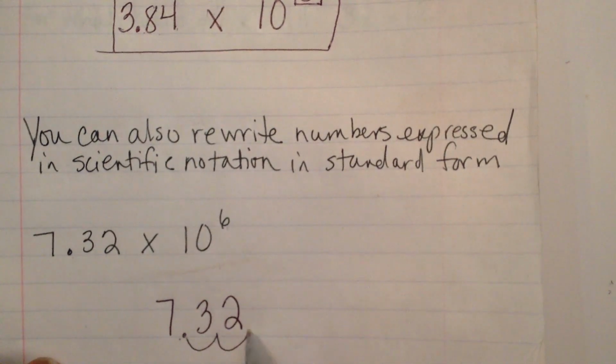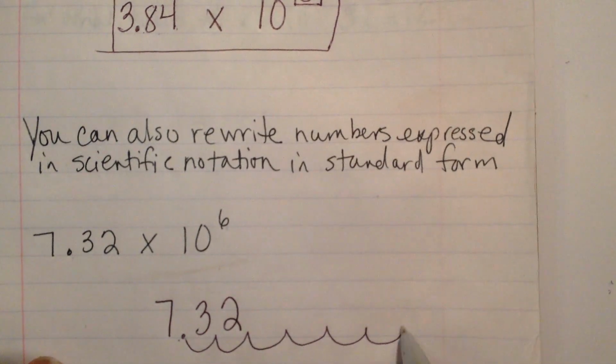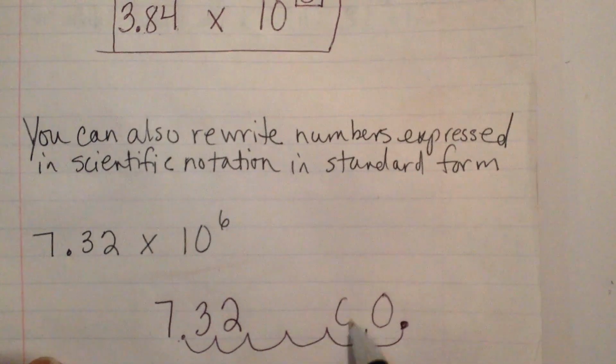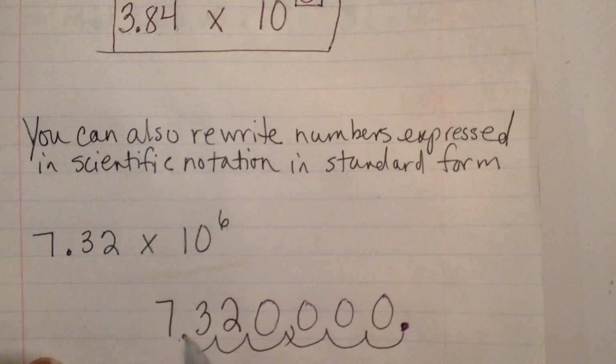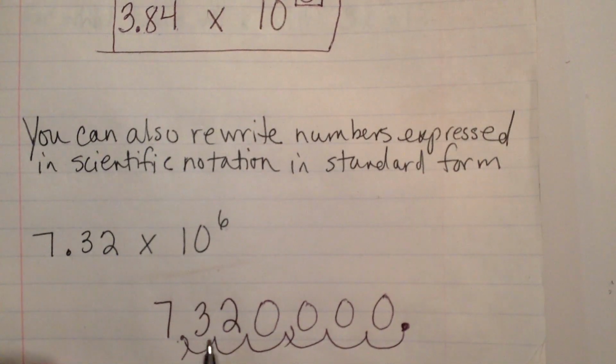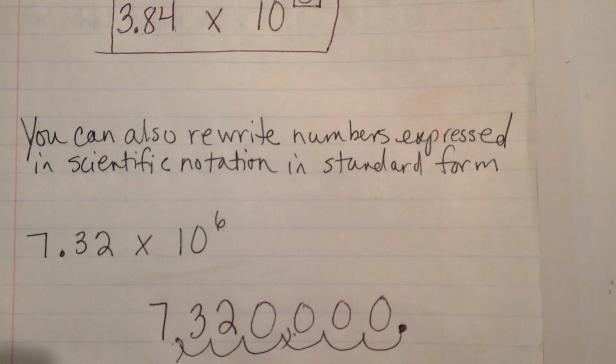1, 2, 3, 4, 5, and 6. Now my decimal's back here. Fill in all the open spaces with zeros. So I end up having 7,320,000 for my standard form.